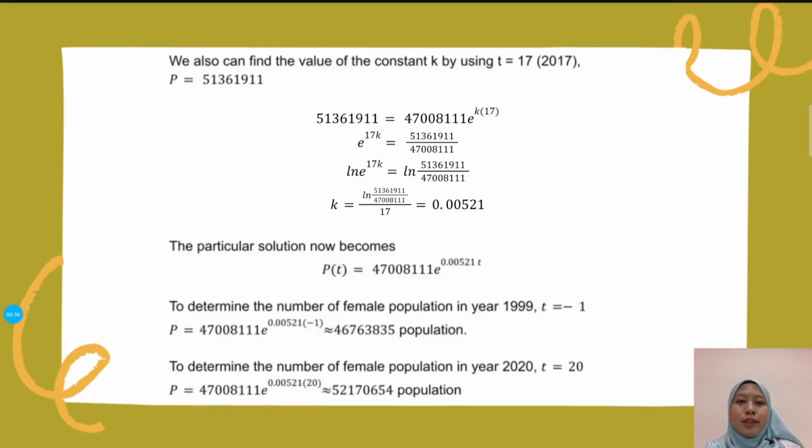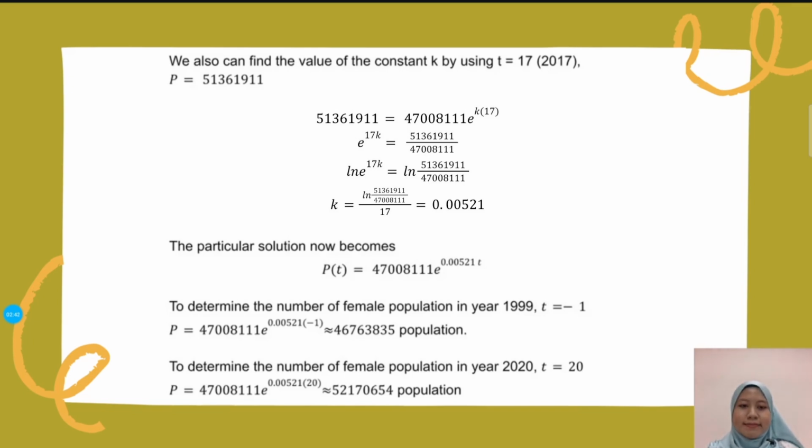We can also find the value of the constant k by using t equals 17 in year 2017, which is P equals 51,361,911, and we substitute into the equation. We also need to determine the number of population in year 1999, which is t equals -1. When we substitute into the equation, we get approximately 46,763,835 population. We also need to determine the population in year 2020, which is t equals 20. When we substitute the number, we get approximately 52,170,654 population.